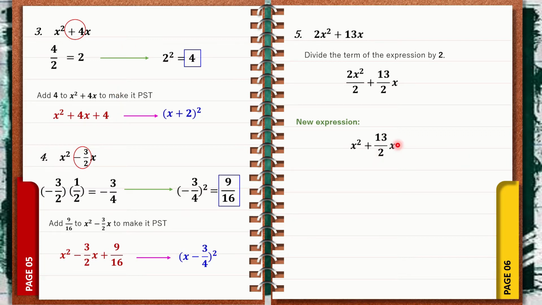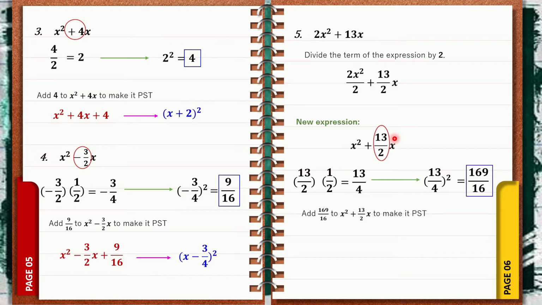Applying the same process, we get half of the coefficient of x, which is 13 over 2, multiplied by 1 half, and we will get 13 over 4. So, the square of 13 over 4 is 169 over 16. Now, add 169 over 16 to our expression to make it a PST. So, we will have x squared plus 13 over 2x plus 169 over 16.